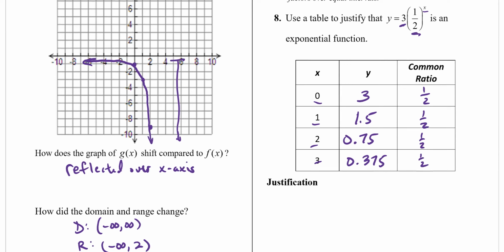And my justification is that we have a common ratio of 1/2 for each term.